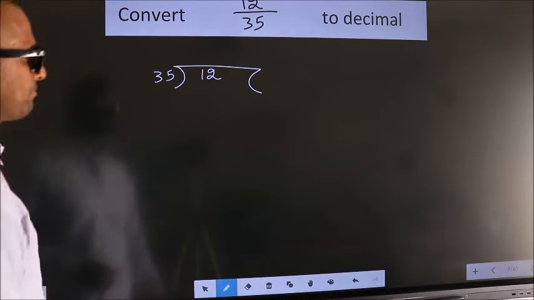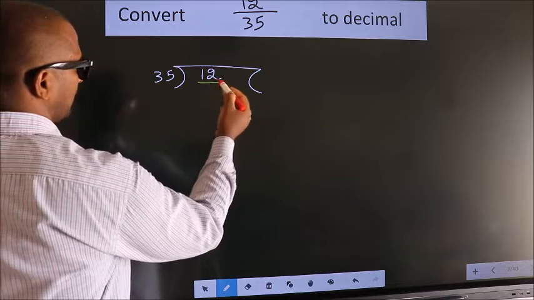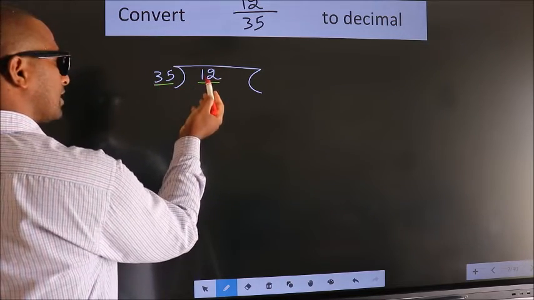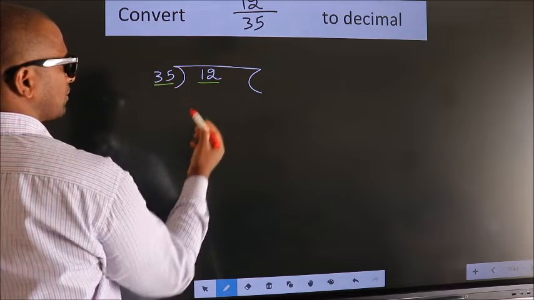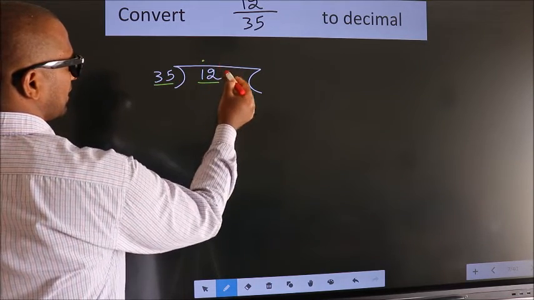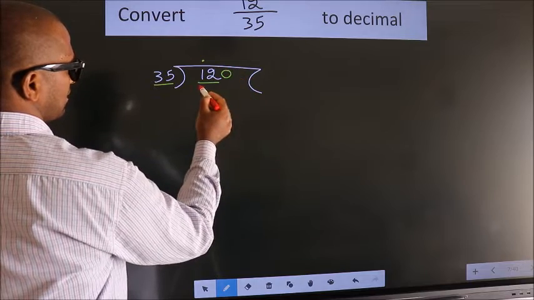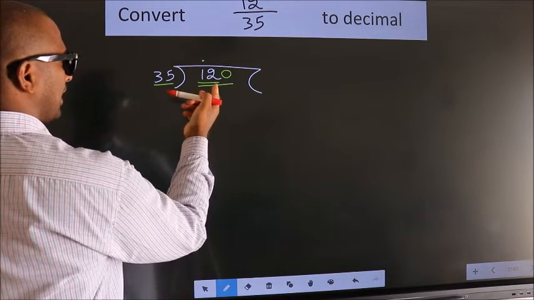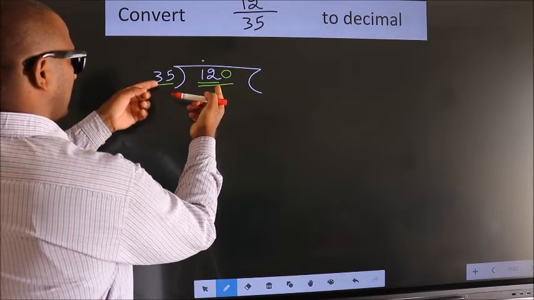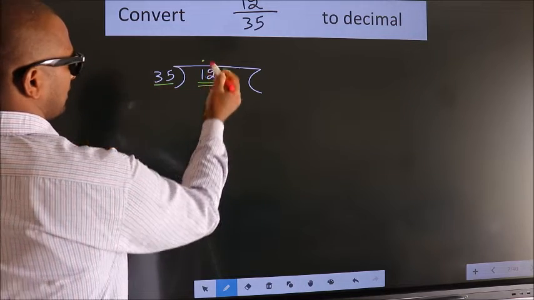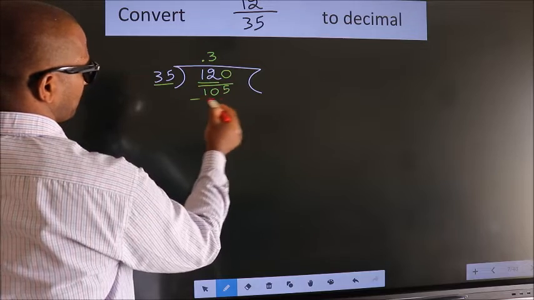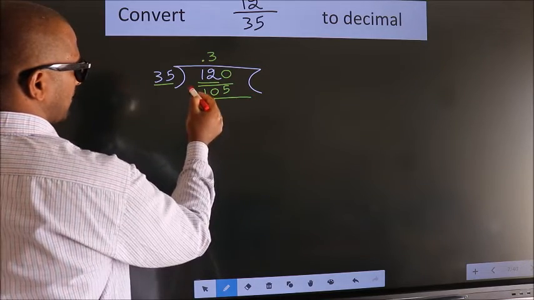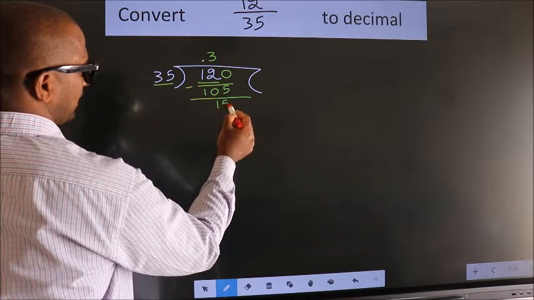Next, here we have 12, here 35. 12 is smaller than 35. So what we should do is, we should put a dot here and take 0 here. So 120. A number close to 120 in the 35 table is 35 threes, 105. Now we should subtract, we get 15.